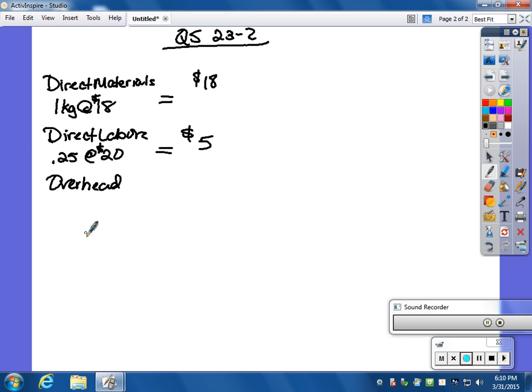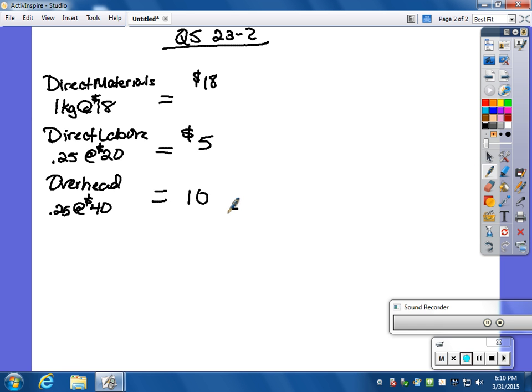When we don't have overhead, what do we use? Direct labor. So what are we calculating? How many direct labor hours did you have? 0.25, because that's what direct labor was, right? And at $40 per hour, which gives us what?